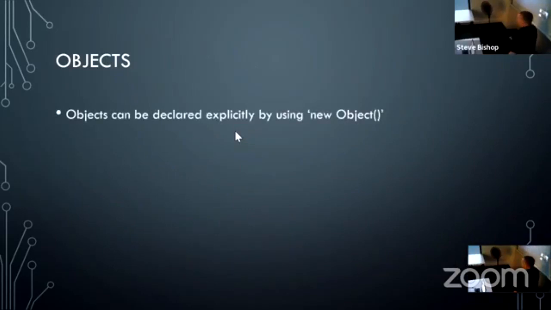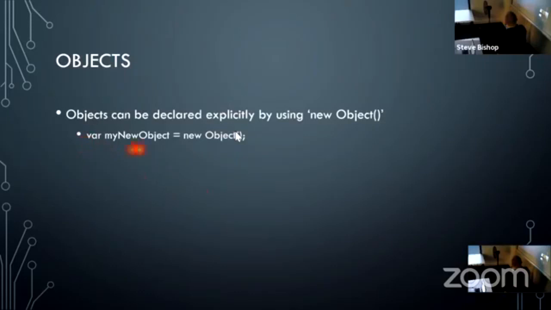Objects can be declared explicitly by using the new Object. New Object in quotation marks just means that's the keyword that you would use, not that you need to have it in quotation marks. So, for example, var myNewObject equals, assign, new Object, open, close parentheses, with the statement terminator. So I'm declaring here my new object, and I'm assigning the value of a brand new object.